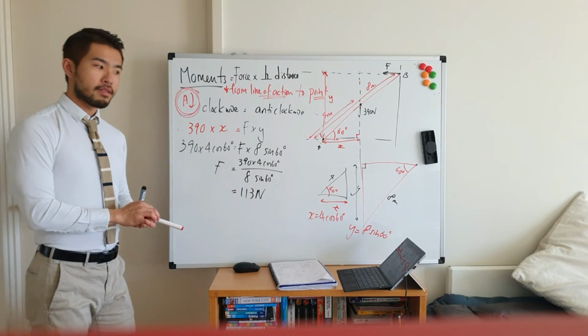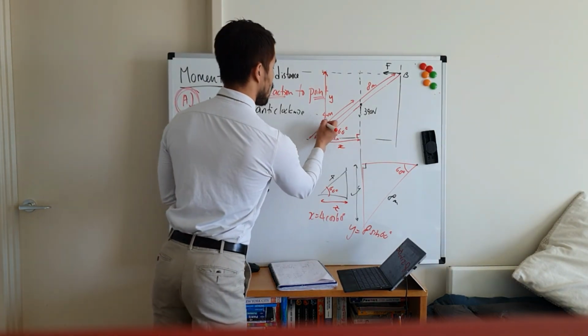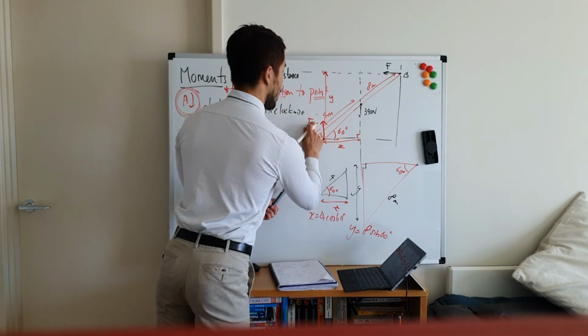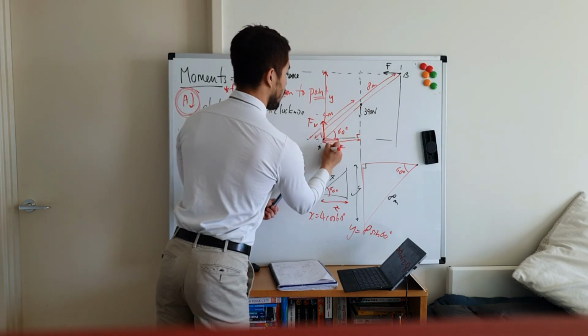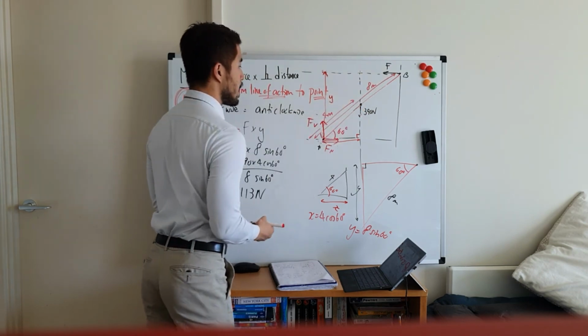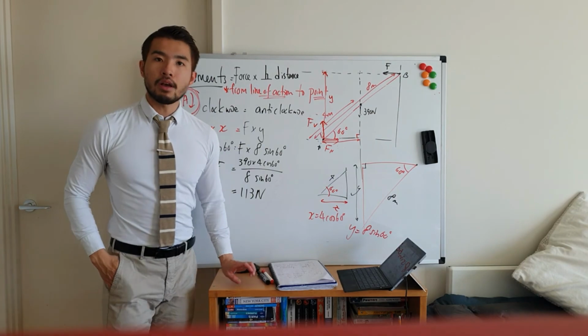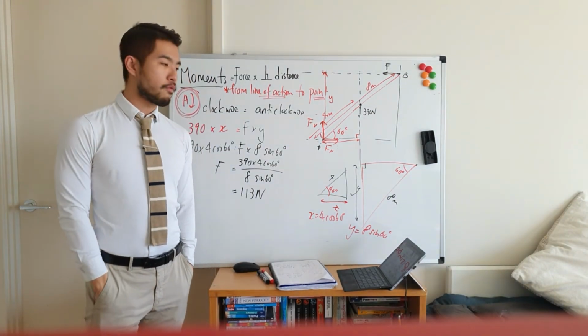Okay? That's what the question is asking you. But if the question is asking what the vertical and horizontal forces at A would be, the horizontal force will be equal to F in here, and the vertical force will be equal to 390 newtons, because up force equals down force.